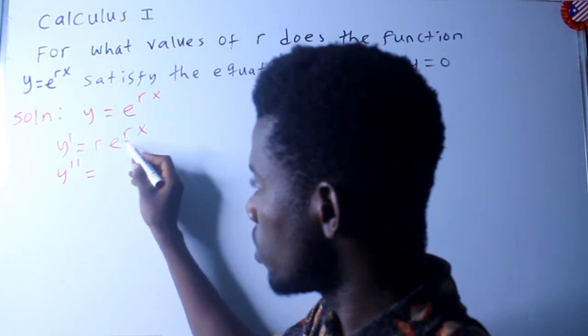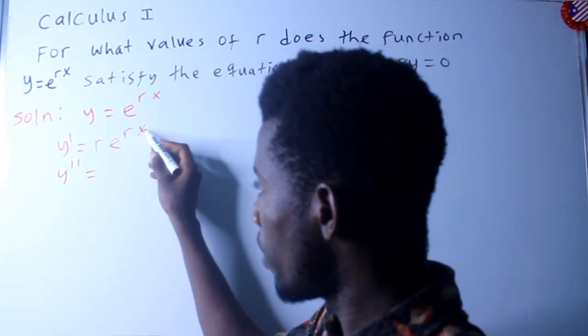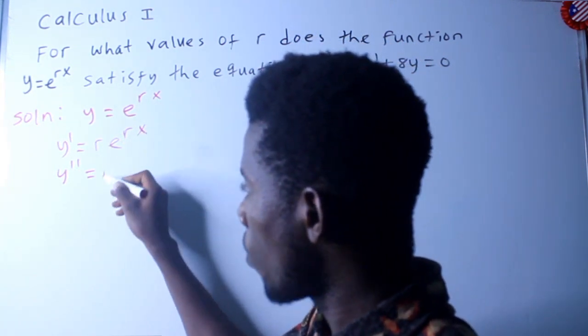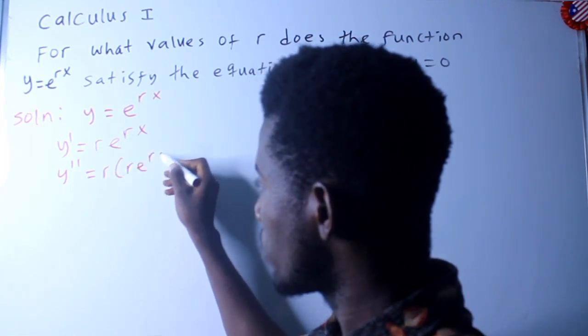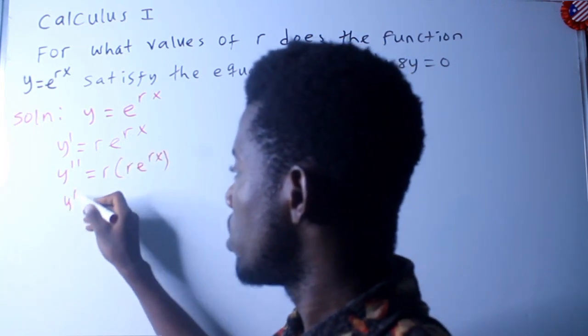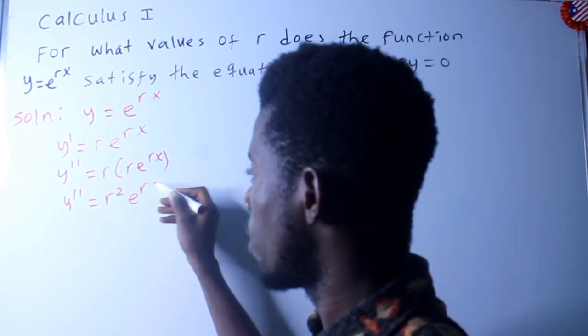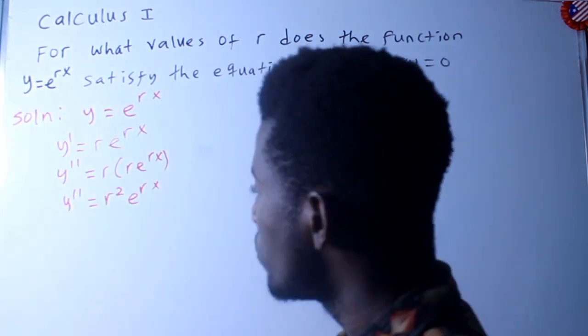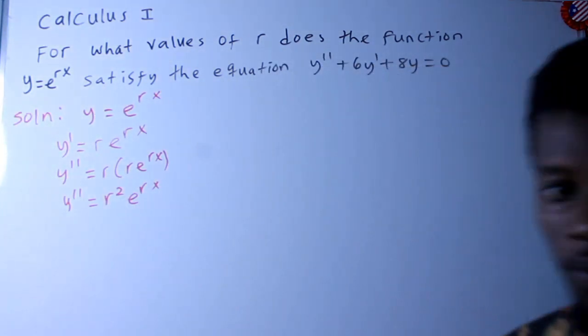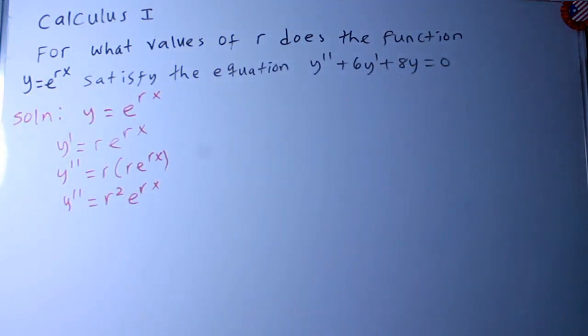For the second derivative, we differentiate this side. So r is a constant. If we differentiate e raised to the power of rx, we have the same r e raised to the power of rx. But then if we simplify, r times r is r squared e raised to the power of rx. So the second derivative of that function is r squared e raised to the power of rx.